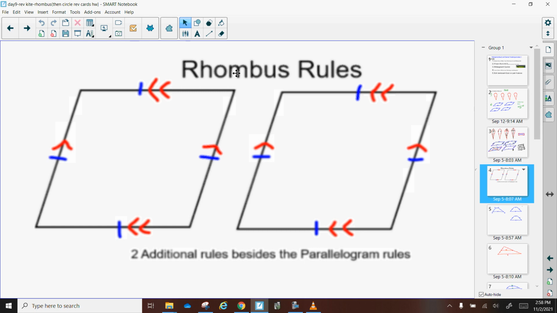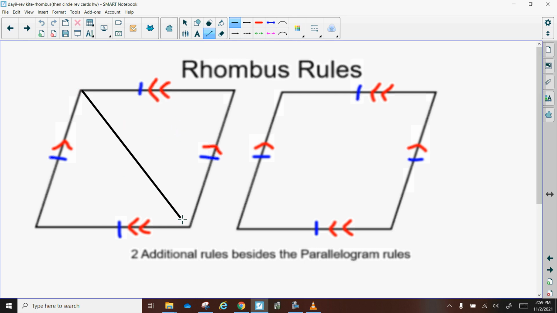But since it's a rhombus, by definition, a rhombus has to have all sides that are equal. I think back in middle school you might have called it a diamond, if you turn it the other way.